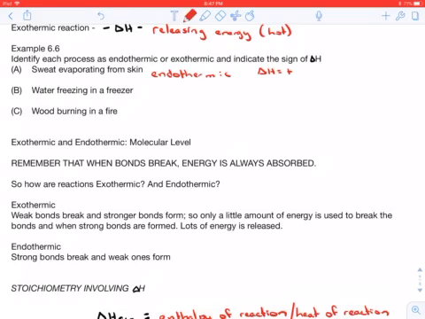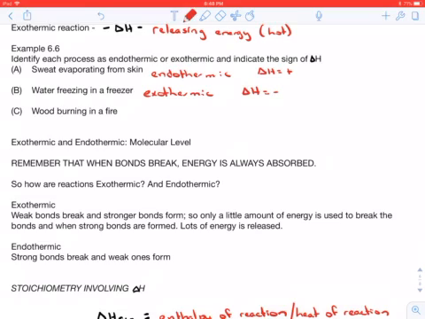What about water freezing in a freezer? It's kind of weird to think about, but it's actually exothermic, and delta H is going to be negative. The reason is that when water freezes in a freezer, heat has to be released so it can cool down enough to freeze. So that's a way to think of that one.